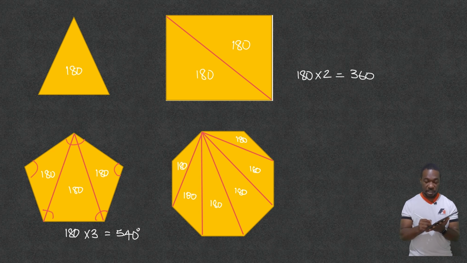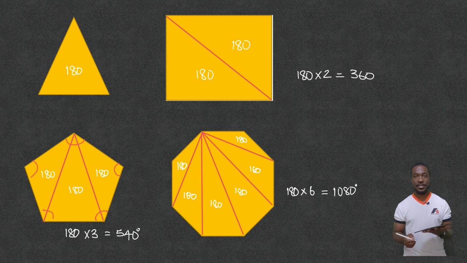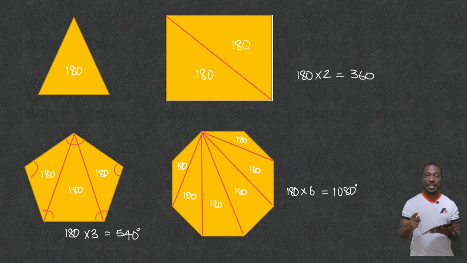So therefore, the sum of all the angles inside of this shape is 180 times 6. 1, 2, 3, 4, 5, 6. Okay, so for my octagon then, that's going to be equal to 1080 degrees, like so. Now, did you spot that pattern? Let's go and have a look at that right now.